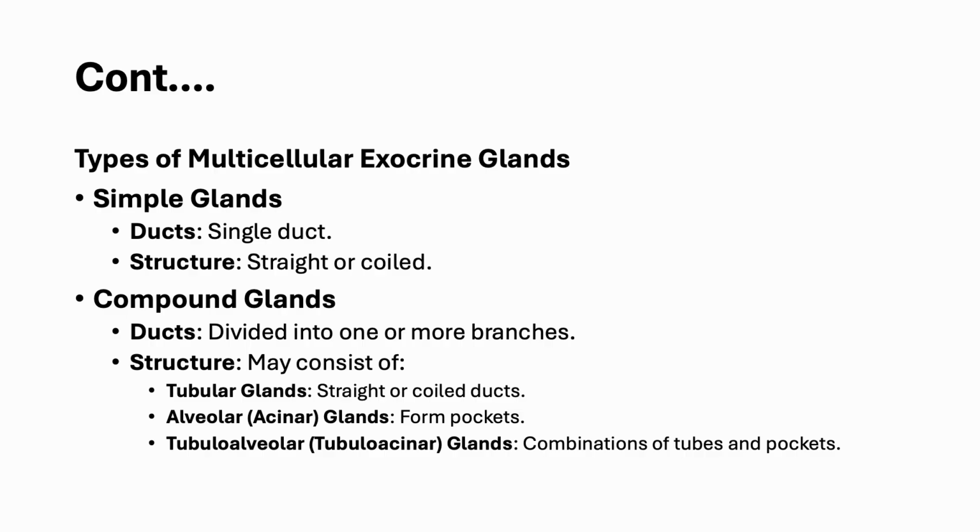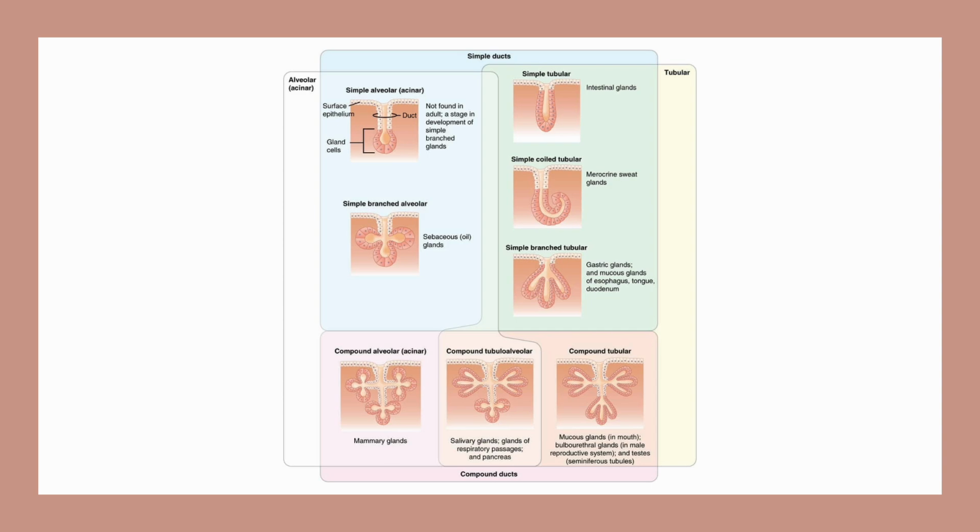Compound glands are divided into one or more branches and may consist of tubular glands, straight or coiled. Alveolar forms pockets, and tubuloalveolar combines both pockets and tubes. So you can see this is simple alveolar, which forms pockets, and this one forms tubes. Coiled, the pockets are branched and the tubes are branched, they are not coiled. So we can have compound where it contains all of this.